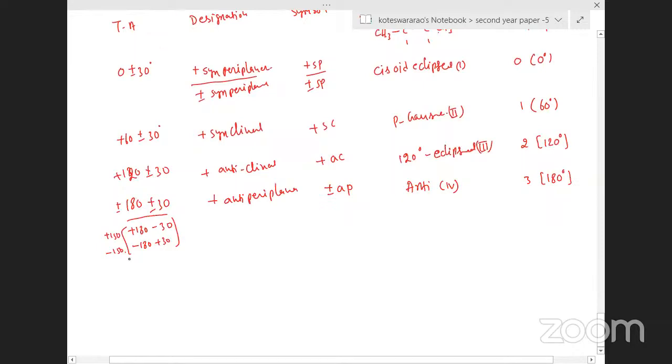Next, minus 120 plus or minus 30. That is known as anticlinal, or minus AC. It is known as the 240 eclipsed conformer. That is the fifth conformer. It is the multiple of 4 times 60, that is 240 degrees, the dihedral angle. Next, minus 60 plus or minus 30 degrees. All are degree values.